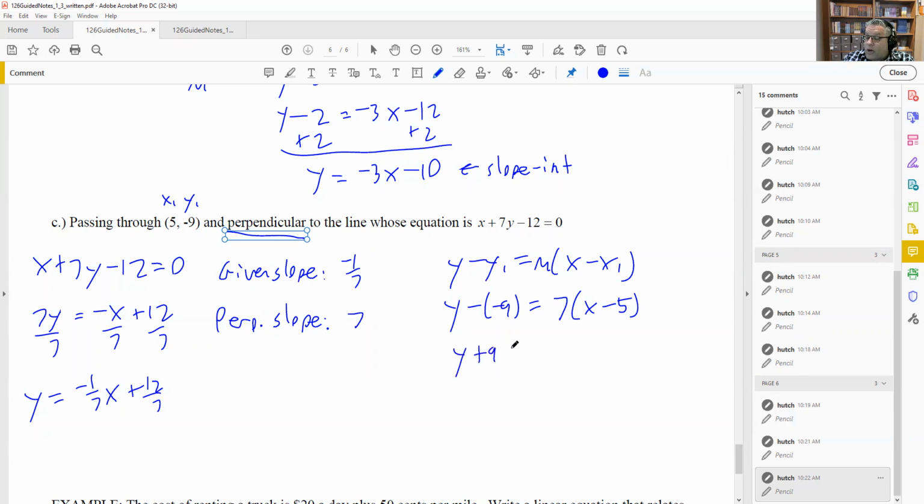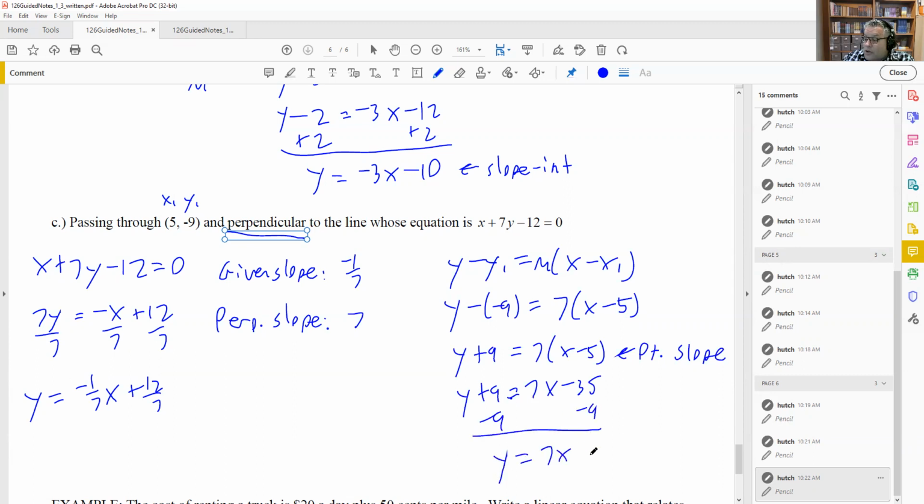All right, so now let's simplify this. y plus 9 equals 7 times x minus 5 right here. That is the point slope form, okay? And then we're going to continue this. y plus 9 equals 7x minus 35. We're going to subtract 9 from both sides, so we get y equals 7x minus 44. And this right here is the slope-intercept form. So we've got point slope given here, and we have slope-intercept is the one down below. So we have both of those answers that we have here.